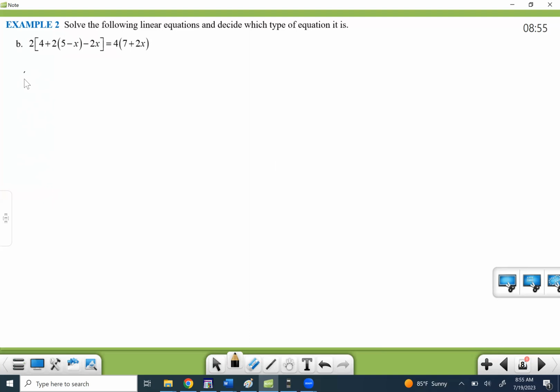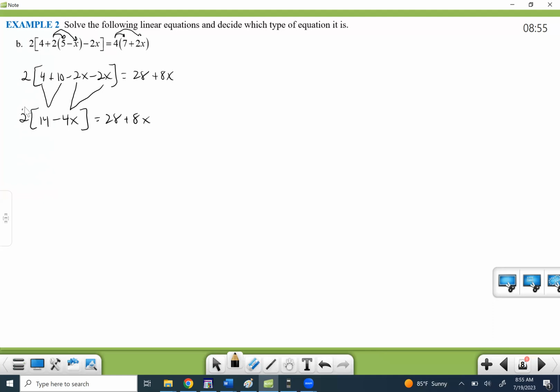So let's see here. 2 bracket 4 plus 2 times 5 is 10. 2 times negative 1x is negative 2x. 4 times 7 is 28. 4 times 2x is 8x. We're going to combine like terms. 4 plus 10 is 14. Negative 2 and negative 2 are going to make negative 4. Now, if we distribute the 2 in, 2 times 14 is 28. 2 times negative 4 is negative 8x.